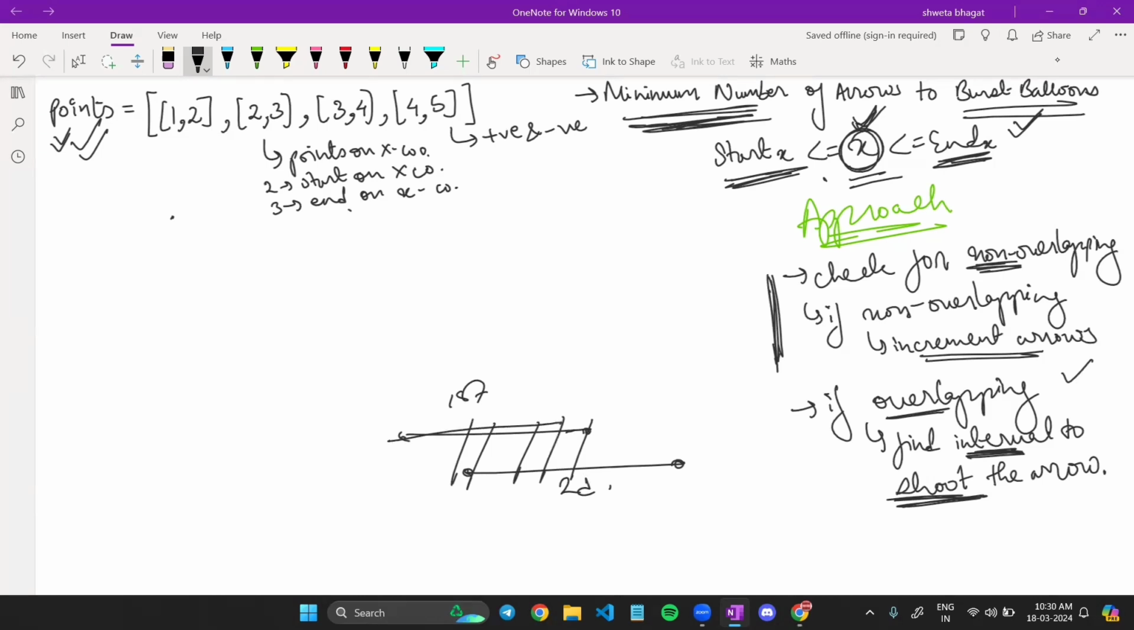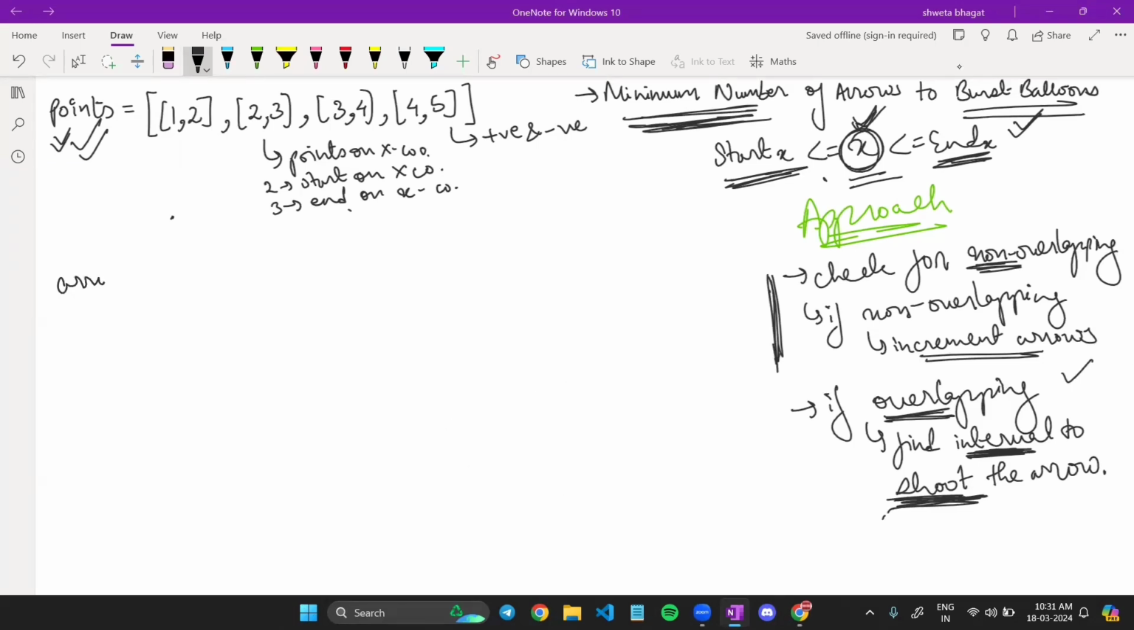So if this is the first balloon and this is the second balloon, then which is the interval where we should shoot in order to burst both of them? It's this interval, right? If we shoot an arrow in between this interval, then only we can burst this balloon as well as this balloon, right? So whenever we find that two intervals are overlapping, in that case, we are going to find the interval where we should shoot the arrow, correct? Now let's quickly do the dry run.